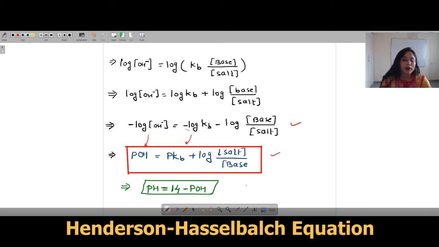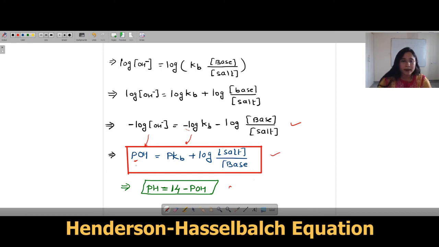Student, by this equation you can find out pOH, right? But if you want to find pH, then there is one simple formula: pH equal to 14 minus pOH. So whatever value you get here, you can just substitute and subtract it from 14, then you will get the pH, isn't it?